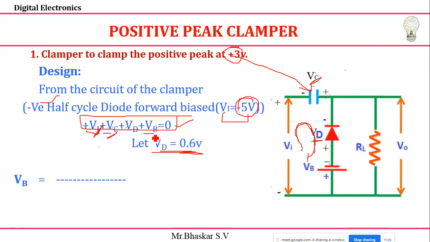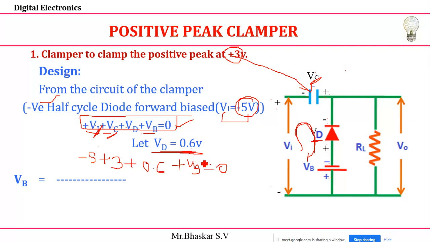Now you tell me, substitute these values here, and tell me what is the value of VB. Just substitute the VI value, I'll get minus 5, plus the VC value 3, and the diode voltage you already know is 0.6, and I want to find out my VB. Then simplify: equal to 0, minus 5 plus 3 becomes minus 2, minus 2 plus 0.6 becomes minus 1.4.